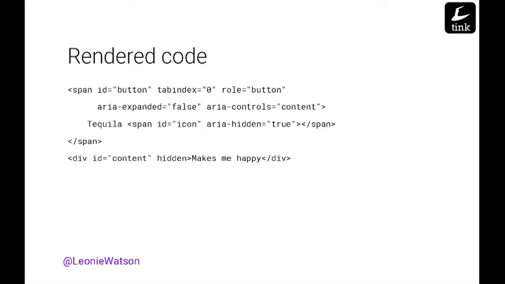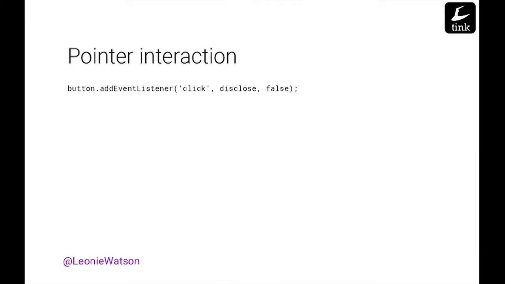So we end up with some rendered code. If we put all this together, we end up with code that, when the JavaScript has pulled all those different attributes into place, has a lot of different attributes added. We've got a role of button, a tabindex 0, aria expanded, aria controls, aria hidden, and also the hidden attribute. So we've had to add in an awful lot of extra code, do an awful lot of extra work to get where we needed to go, but we're not done yet.